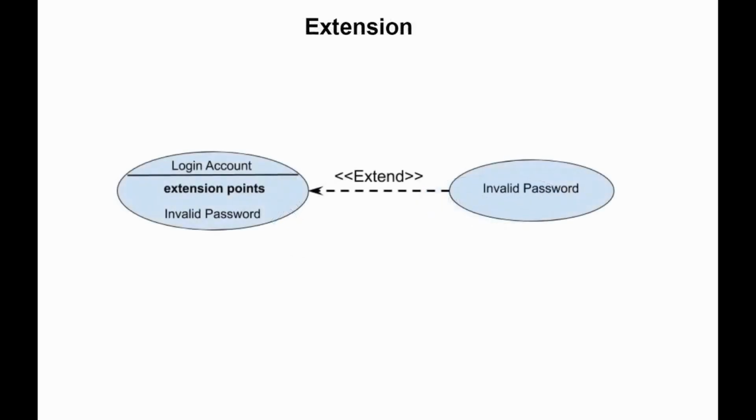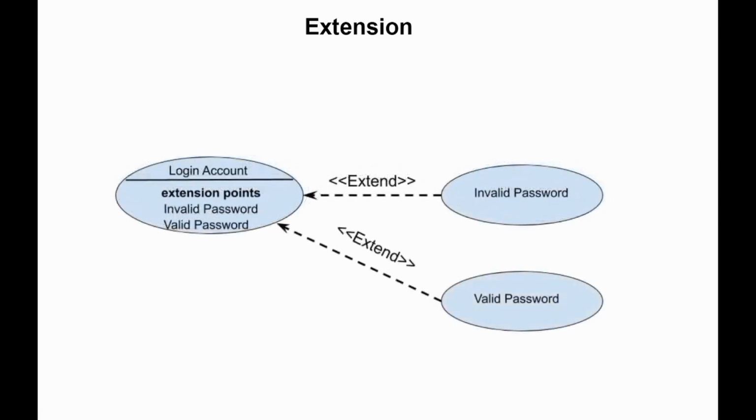Extends indicates that, for example, use case invalid password may include, under the condition specified in the extension, the behavior specified in the base use case. Login into account. Imagine that we have a use case that describes the interaction of an actor with an account, for example, the possibility of a login. The basic use case is extended by two other use cases, for example, the already mentioned invalid password, in which case the system will react in one way, and on the contrary, correct password, in which case the system will most likely react differently. Extensions are important because they show additional functionality or system behavior.